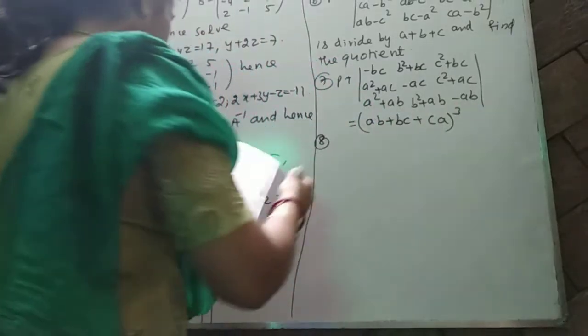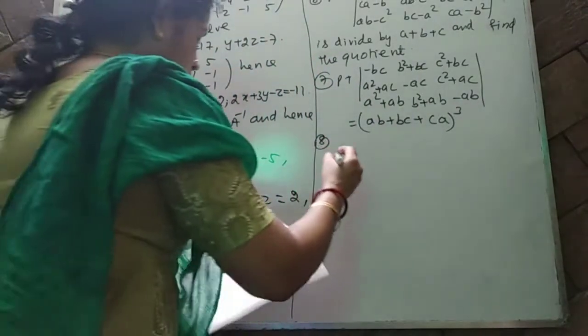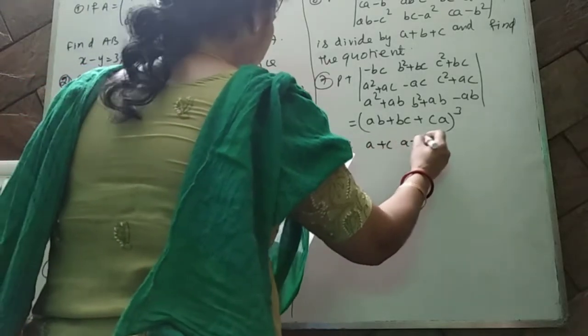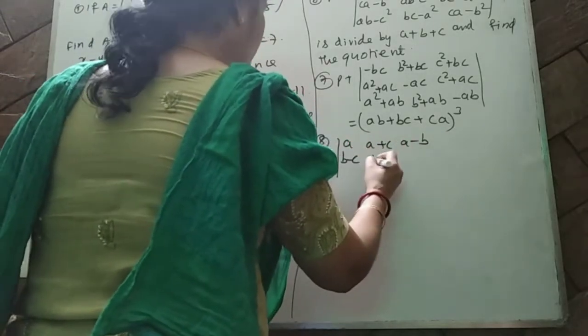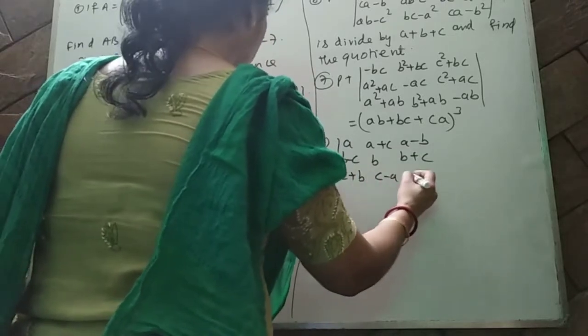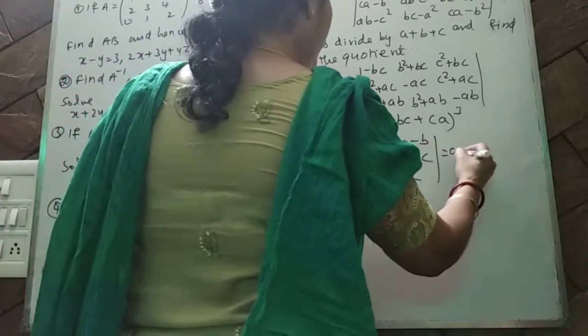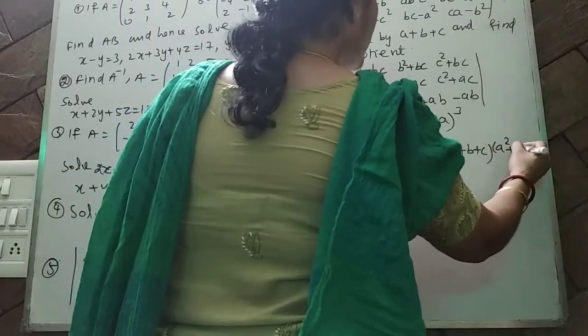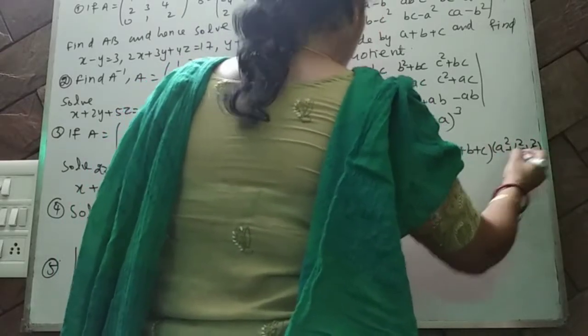Now question number 8, again prove using property of determinant that the determinant with rows [A + C, A - B, B - C], [B + C, C + B, C - A] is equal to (A + B + C)(A² + B² + C²).